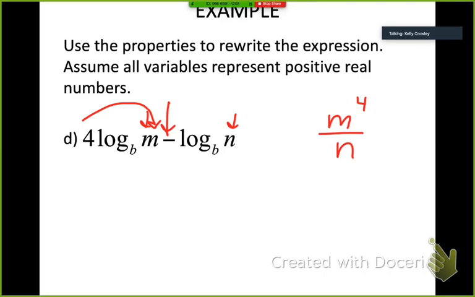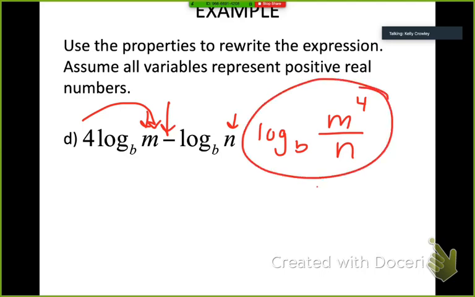Here it comes. Okay, so we've got m to the 4th divided by n. And then you're just going to put a singular log base b in front of that. So when you condense from 2 logs or 3 logs, then your final answer should always just have 1 log in it. Some students will make the error and they'll kind of do like log base b m to the 4th over log base b n. Don't do that. Just keep it a singular log.